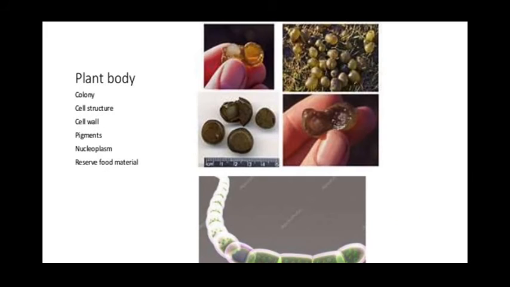Now we will talk about the plant body or the vegetative structure, in which we will take the topics of colony, the cell structure, cell wall, pigments present inside nostoc, the nucleoplasm and reserve food material. You can see the nostoc colonies here.